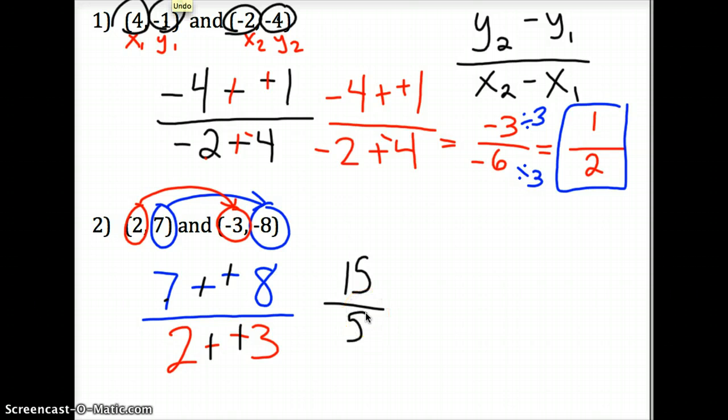Remember, if this keep, change, and the actual subtraction is hard for you, use a calculator. It's okay. The goal here is to find the slope. 15 over 5, hopefully you know that 15 divided by 5 is just 3. The slope here is 3.